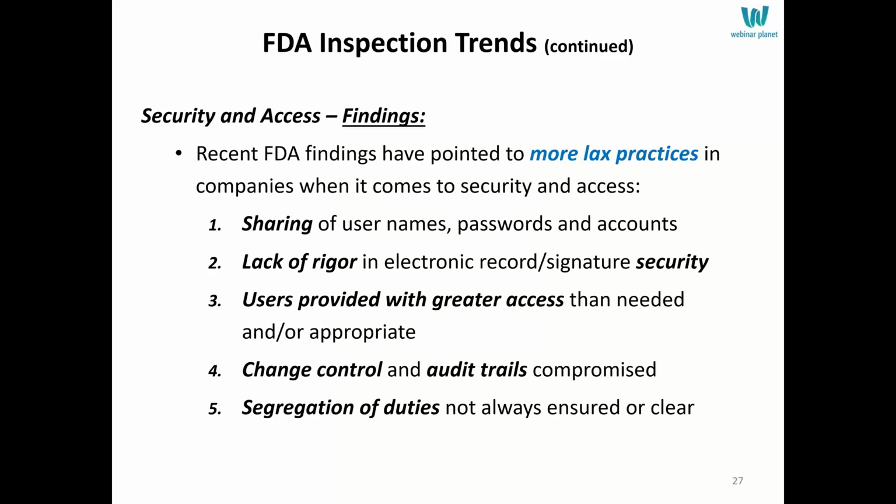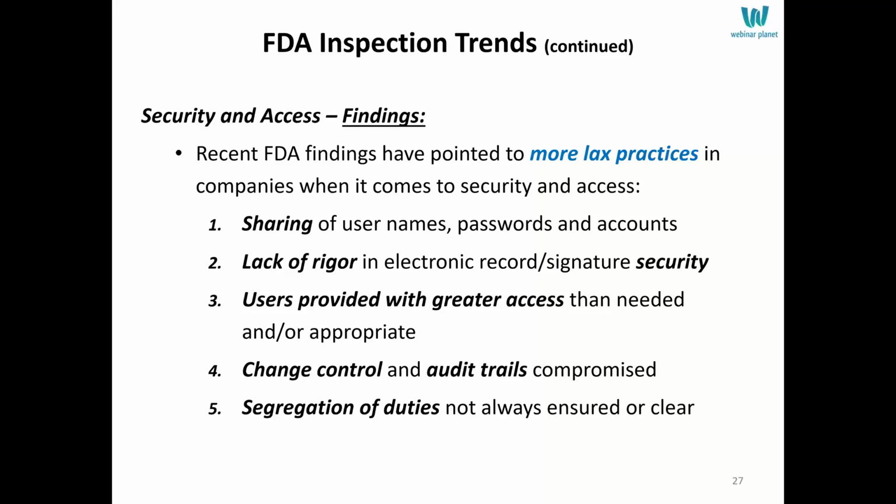With security and access, findings are where people are having more lax practices about security and access. People are sharing their user IDs, their passwords, their accounts. People don't have good rigor around electronic record and signature security. Users are given more access than needed to perform their role. Access should be role-based, and the role should define what access privileges are required. Change control not in place for system components when they undergo a change.